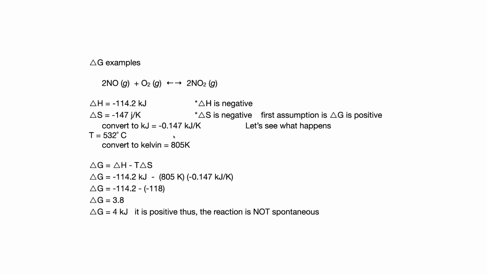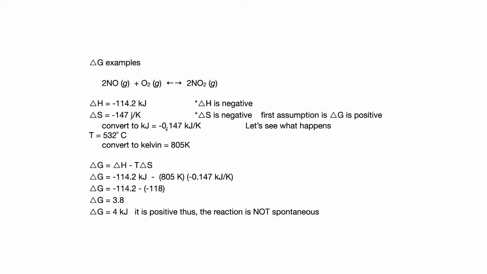I guess I didn't. Okay, so here's an example of Gibbs free energy using the equation here. We have 2NO gas plus oxygen gives us 2NO2 gas. Now, in this problem, they give us the enthalpy. It says that the enthalpy is negative 114.2 kilojoules. The entropy is negative 147 joules per Kelvin. Now, you've got to remember to keep your units the same. We need to convert this to kilojoules, which basically is moving the decimal 3 spaces to the left.